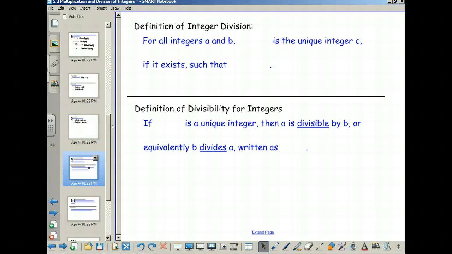All right, last thing in this section, remember, is called multiplication and division, is this idea of division for integers. This one is talking about a definition of division, much like we've seen this definition before.